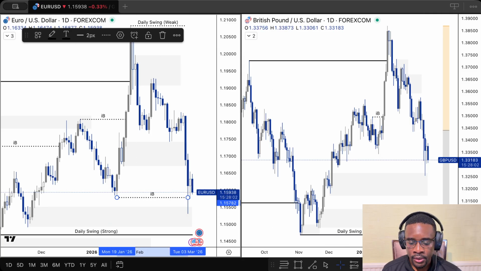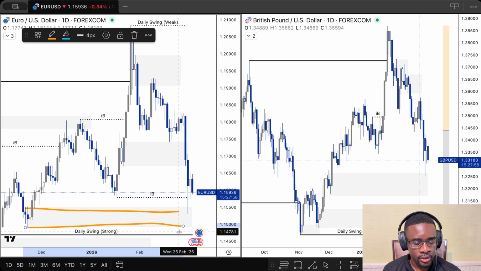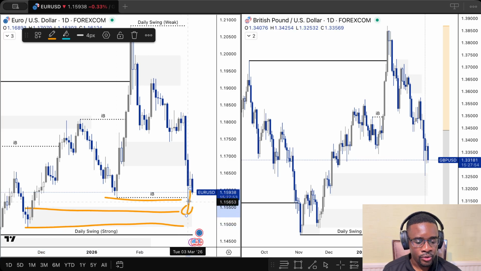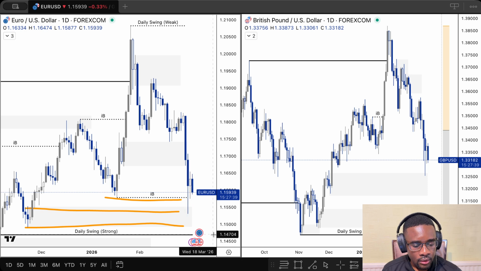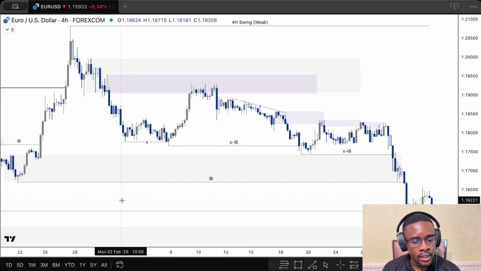So what's happening now is price did come down, mitigate this fresh level of demand after sweeping these lows. Okay, we had a strong reaction, and then we had a bit of a pullback yesterday, and now price looks to be continuing bearish. Right, so let's look at the 4-hour on the Euro USD.